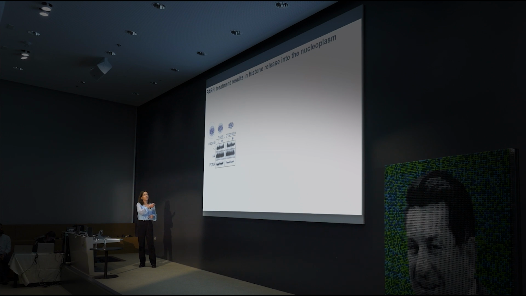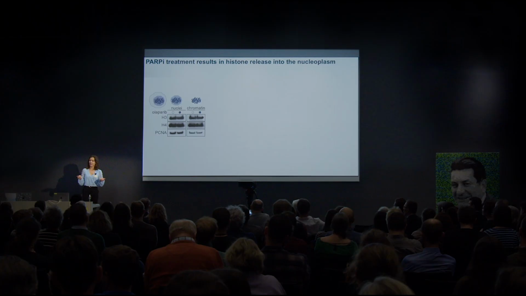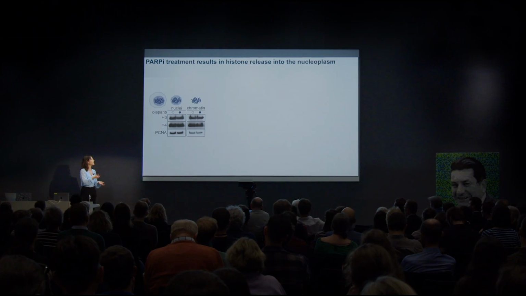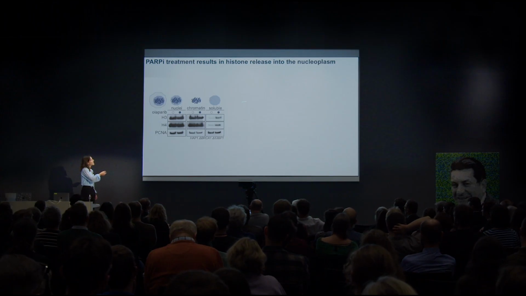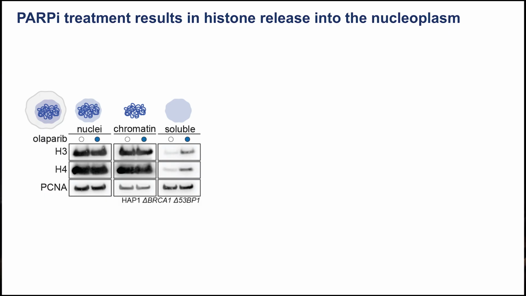So we treated cells with olaparib, which was the first approved PARP inhibitor in the clinic, and then performed subcellular fractionation. And as you can appreciate, in this Western blot, there was no difference in histone H3, H4 levels in the nuclei, or in the chromatin fraction. However, when we looked at the nuclear soluble fraction, we observed something quite interesting. There was this consistent increase in H3 and H4 levels upon olaparib treatment.